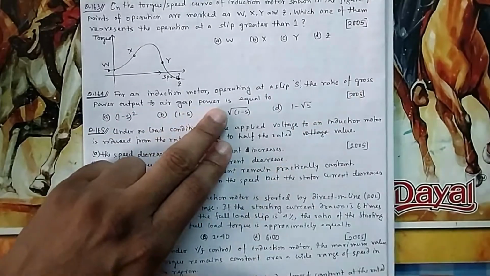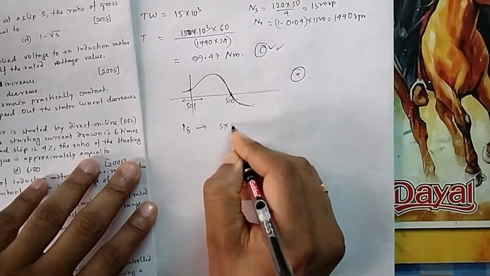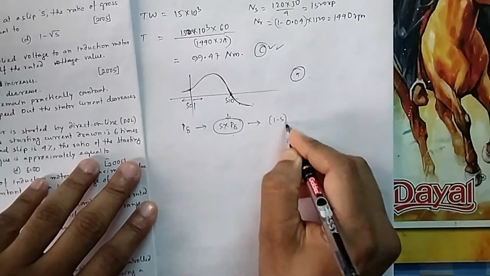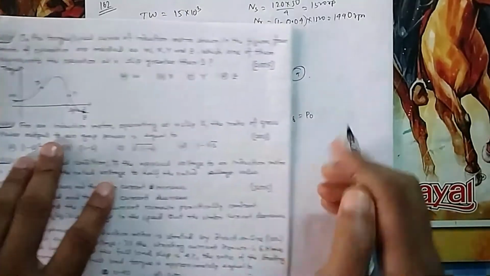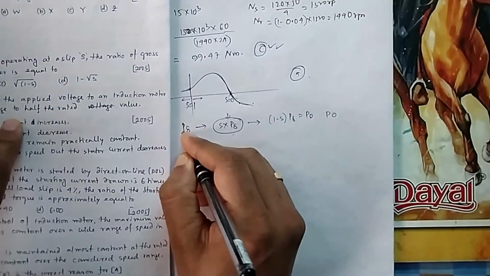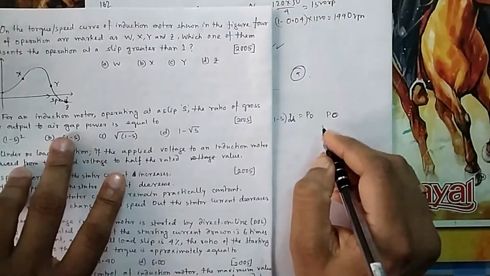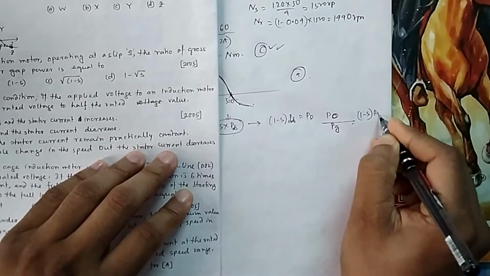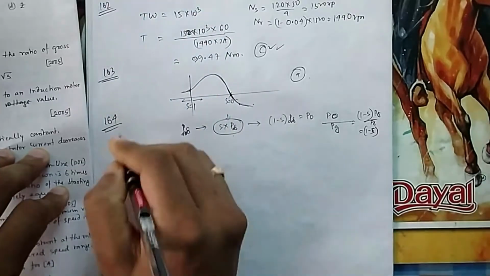Now in 164, for an induction motor operating at a slip S, the ratio between gross power output to air gap power. So you know whatever air gap power comes, that into S gets lost in rotor. Finally what is left is (1 minus S) into PG. This is your output power. So they are asking you the ratio of the gross power output. And this is actually not G, it is air gap, that G, not gross power. Gross power is PO. So they are asking PO by PG. So PO is equal to (1 minus S) into PG. So divide by PG. So your answer will be 1 minus S. That is your option B.